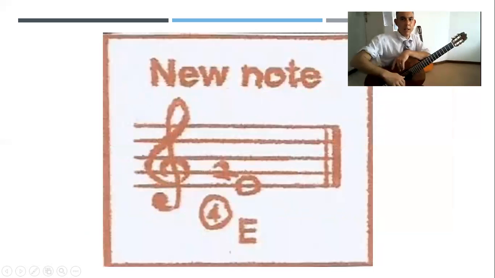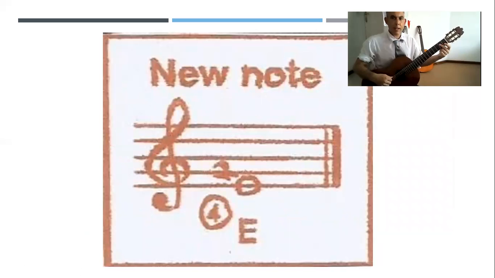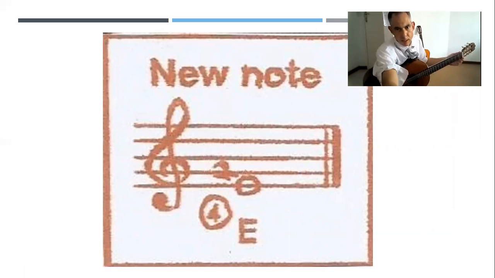We're going to look at the new note E. Second finger on E, and once again the number with the circle indicates the 4th string.